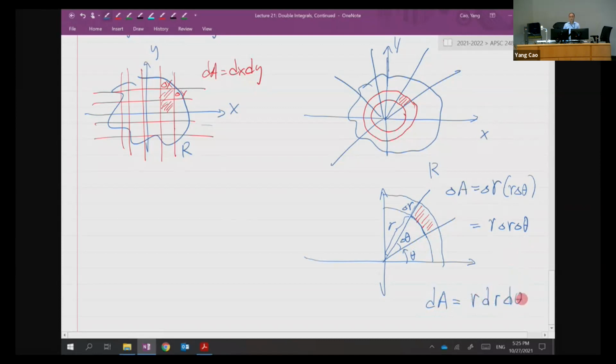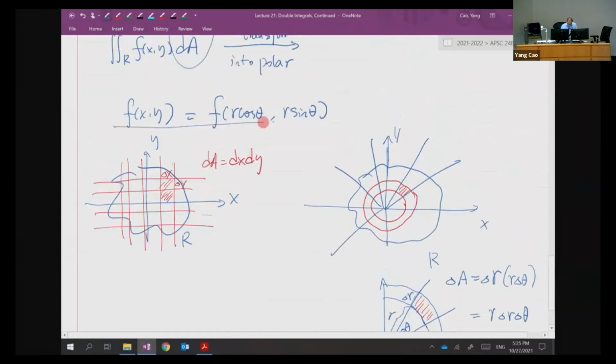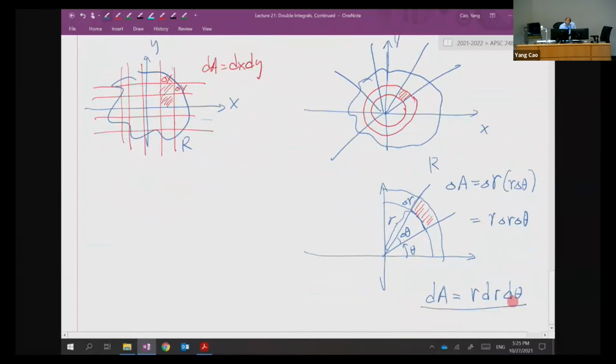Now I can put things together. I can transform the f into this, and I transform the dA into this. Then the whole double integral becomes f of r cosine theta, r sine theta, times r dr d theta, over the region R.